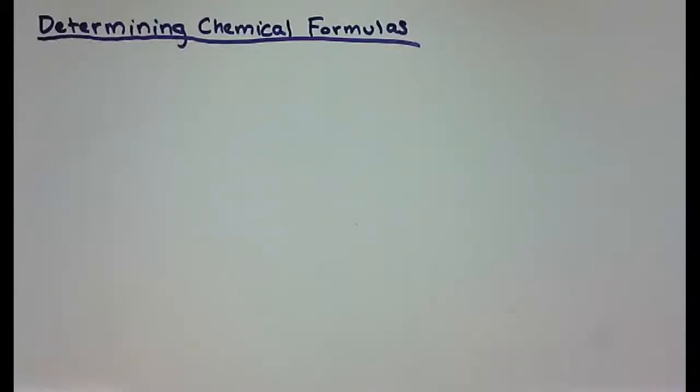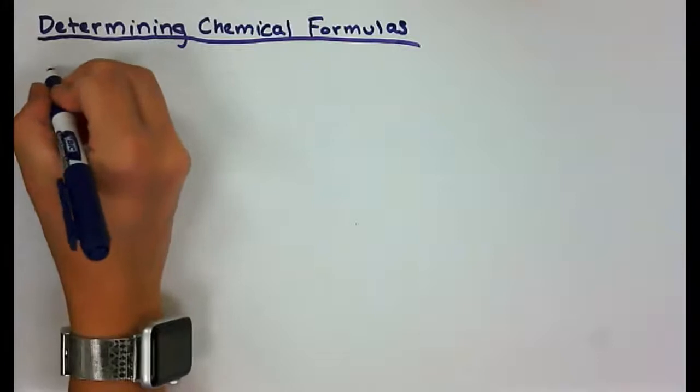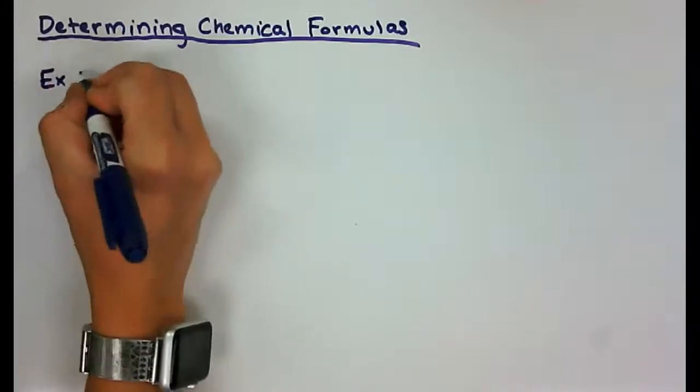In this video, we will be looking at how to determine chemical formulas given a chemical name. Really the best way to do this is just to start looking at examples of names and decoding what it is that they mean. So let's start by looking at an example. Example number 1.